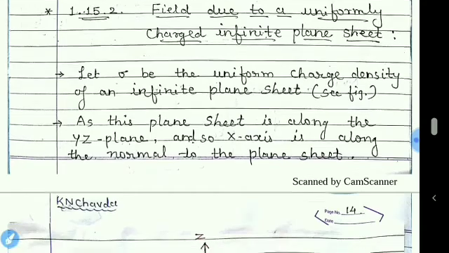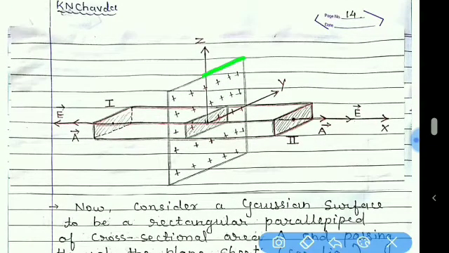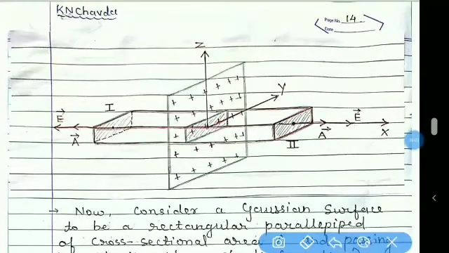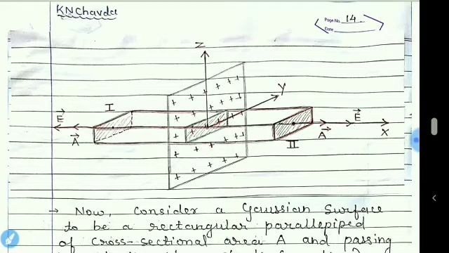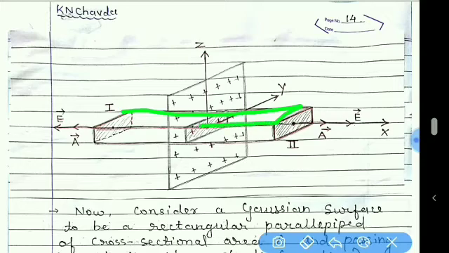Now you can see from the figure that a plane surface of infinite length is given and the charge is present on this plate. You can see that this plane surface is lying in the YZ plane, and so the x-axis is along the normal to this plane. Here we have considered a Gaussian surface. You can see this cubical shape, the name of this cubical shape is parallelopiped. So this imaginary parallelopiped is passing through this surface.